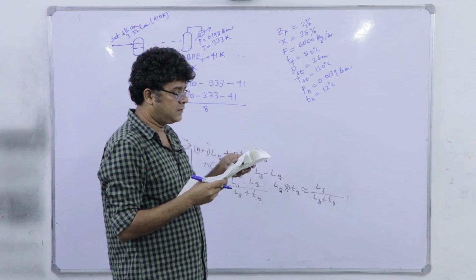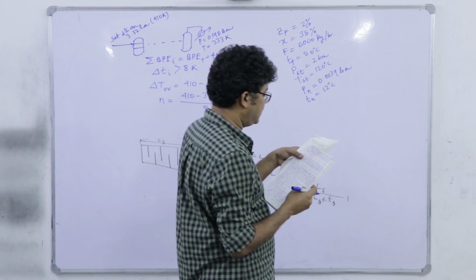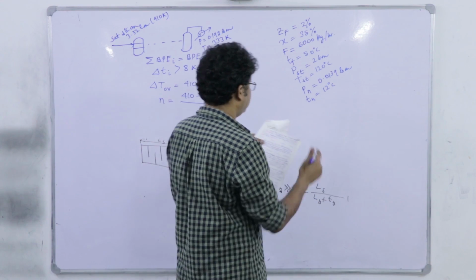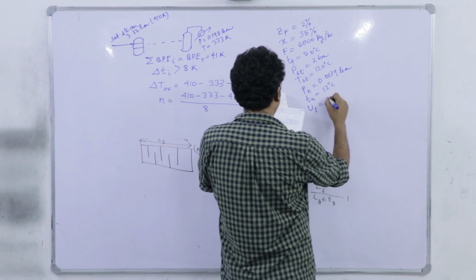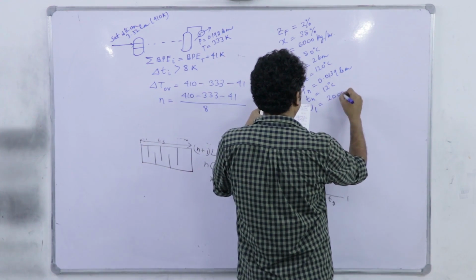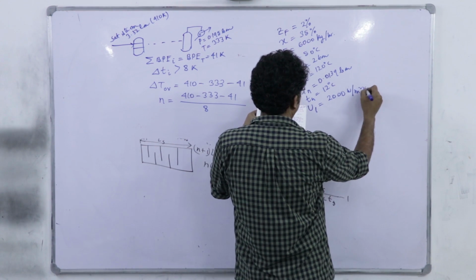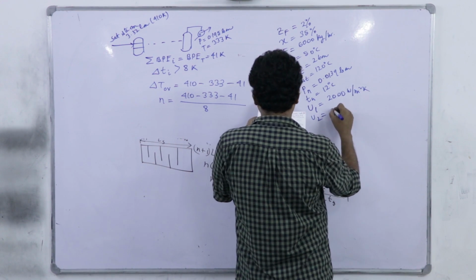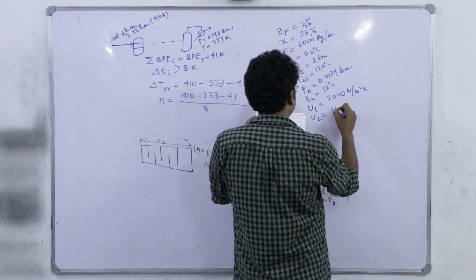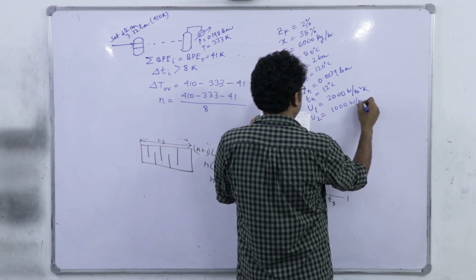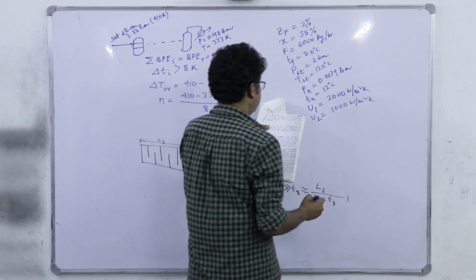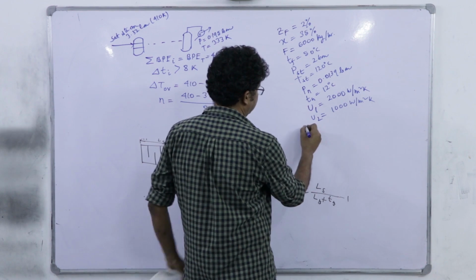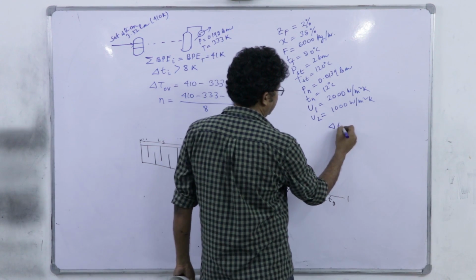The overall heat transfer coefficients in the first and second effects are U1 equal to 2000 watt per meter square Kelvin and U2 equal to 1000 watt per meter square Kelvin. The driving force is in the second effect, so we have to calculate delta T2.